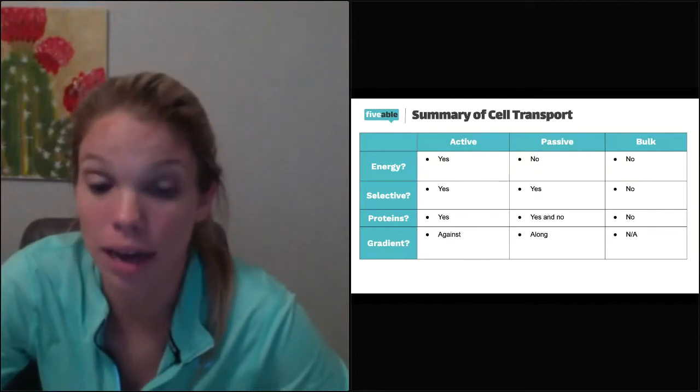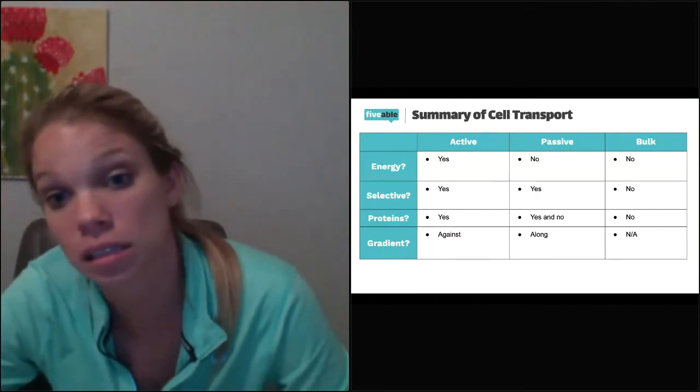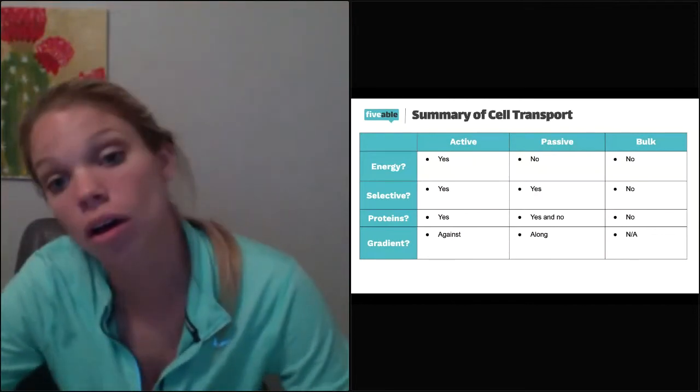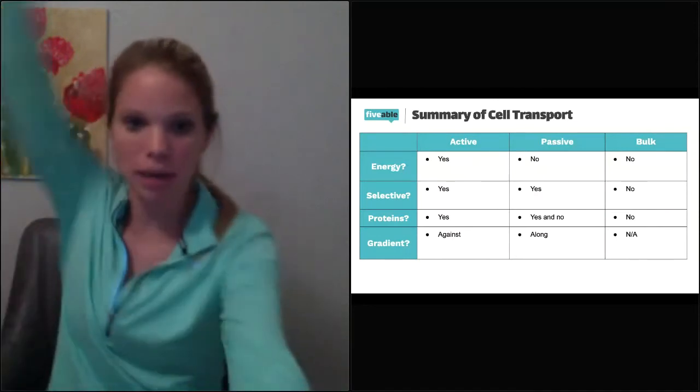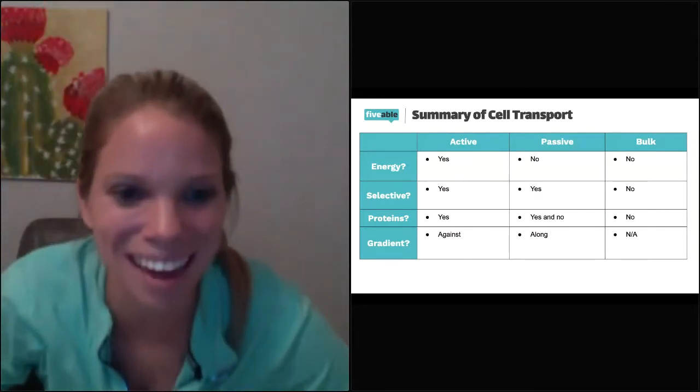And then the gradient: active transport is going to go against it. Passive transport is going to go along it. Bulk transport doesn't care. It's going Grandma Shark style. Gotcha.